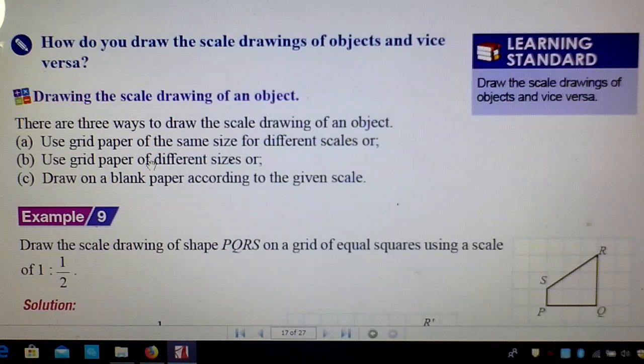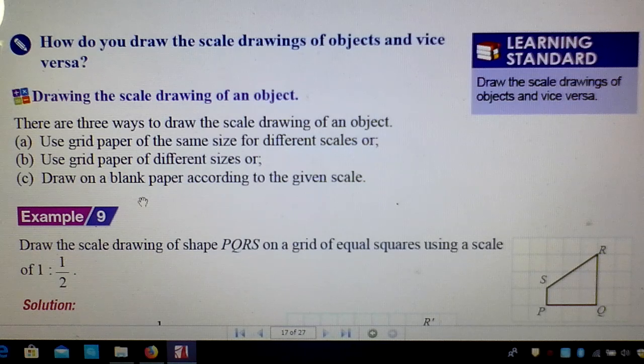Okay, now the next part is about how to draw the scale drawing of the object and vice versa. There are 3 ways to draw the scale drawing of the object: use grid paper of the same size but different scales, use grid paper of different sizes, or draw on a blank paper according to the given scale. Your exercise book has grid lines, so it is easier for you to draw. Just take 1 square equivalent to 1 unit or 1 centimeter.